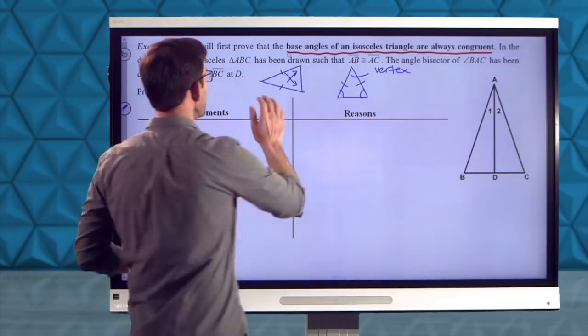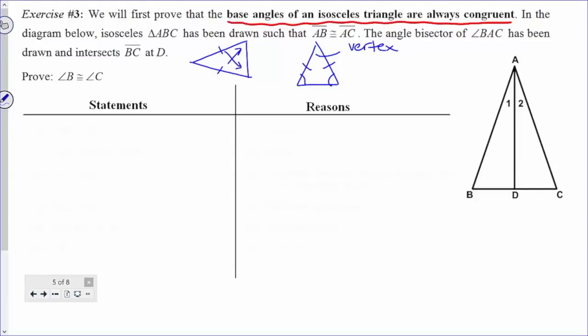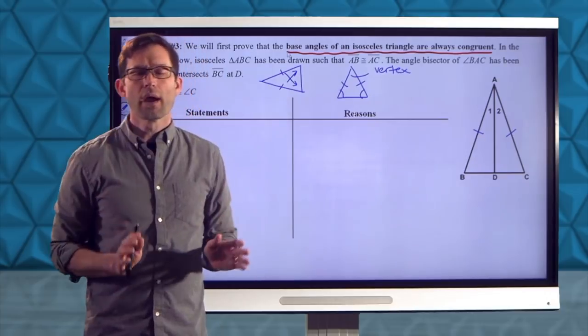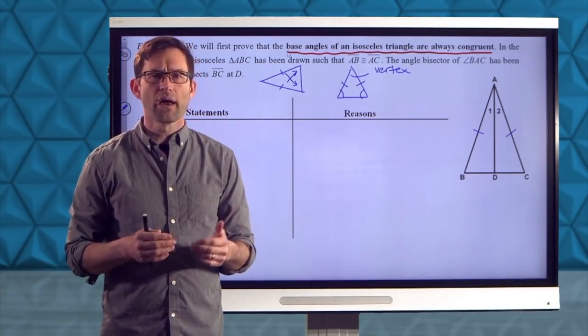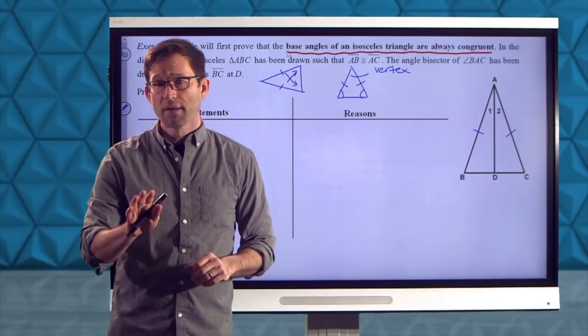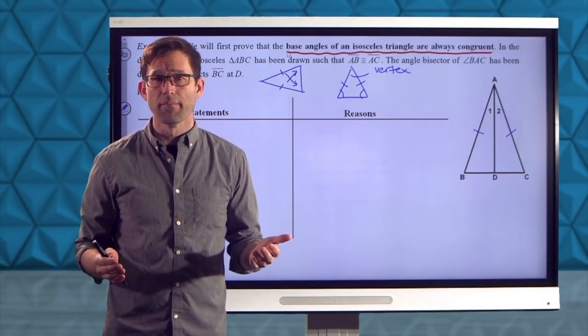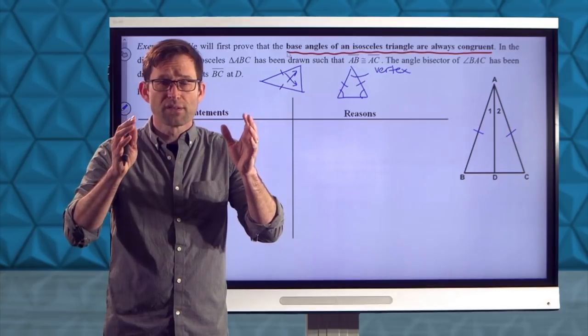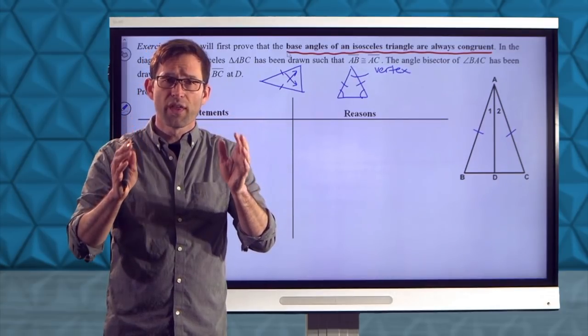Okay? So let me keep going. In the diagram below, isosceles triangle ABC has been drawn such that AB is congruent to AC. Let's mark that on our diagram right away. The angle bisector of angle BAC has been drawn and intersects BC at point D. All right, and what we want to do is prove that angle B and angle C are congruent to each other. So now, it's important because here the givens are kind of hidden a little bit in the text up here. And sometimes that'll be the case even on a standardized exam. You know, the givens will kind of get wrapped up in the text. So we really know two things to begin with.